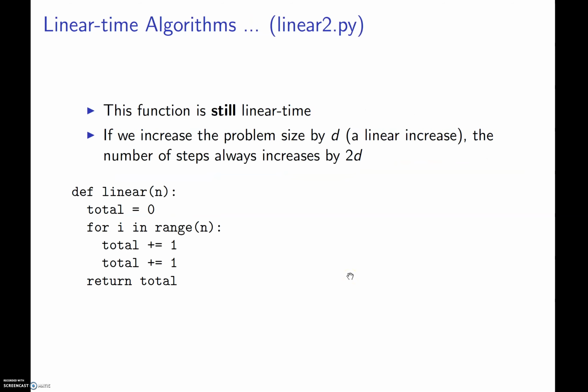Here's another one that's going to be linear. What did we change? Well, we increment total twice. So if we increase the problem size by d, the number of steps always increases by 2d. This is still considered linear time because it's still a linear function. It's just 2 times d, which is linear, right? That's the only difference.